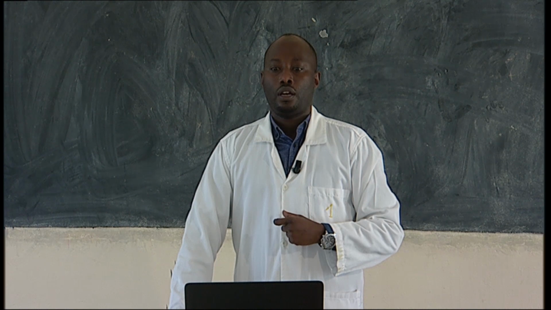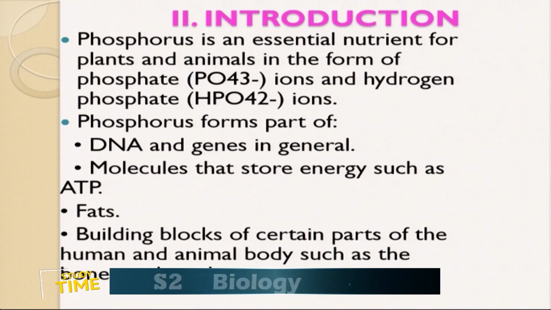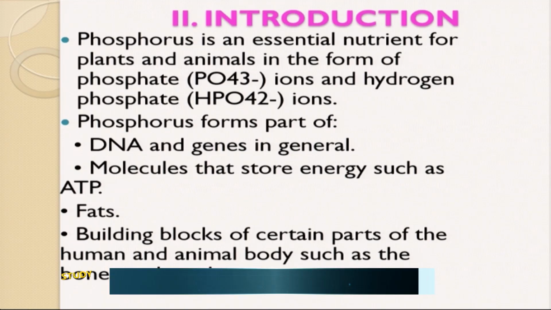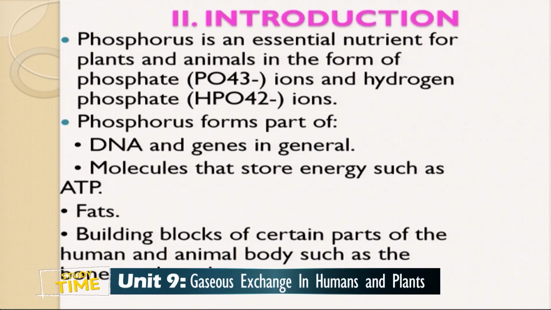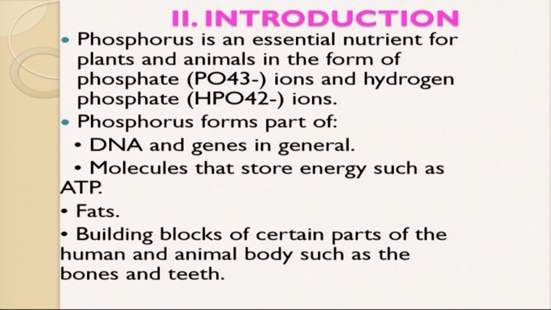The building blocks of certain parts of plants, humans, and animal bodies, such as bones and teeth, are very important. They contain phosphorus. So in general, we can conclude that phosphorus is very essential for both plant growth and animals because it makes the building blocks of certain parts of plants and animals, such as bones, teeth, DNA structure, RNA structure, the structure of the cell membrane, and energy production. All those things I'm mentioning contain phosphorus.